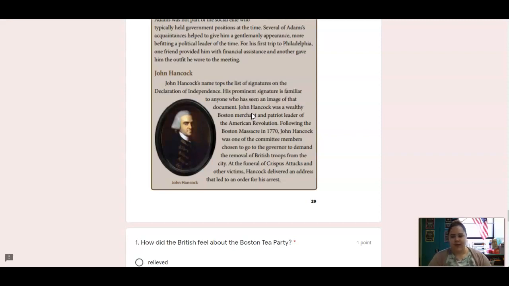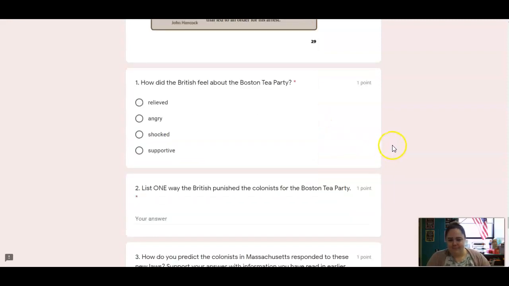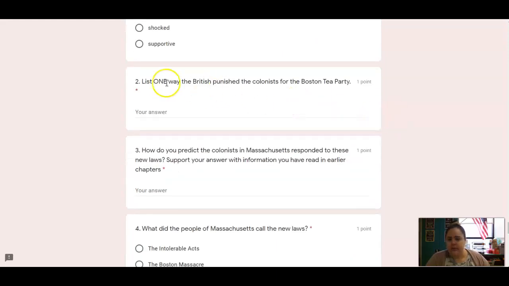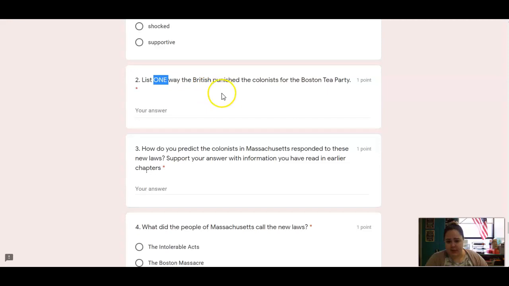Okay, that was a long chapter. Thank you for hanging in there with me. Number 1, how did the British feel about the Boston Tea Party? Number 2, list one way the British punished the colonists for the Boston Tea Party.